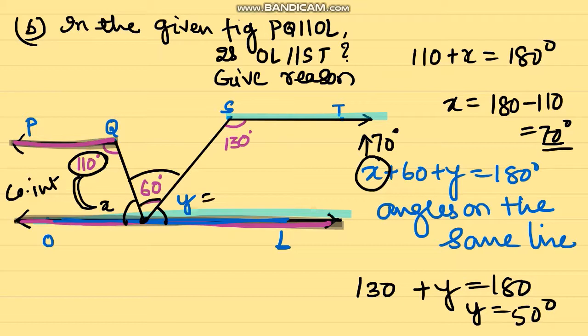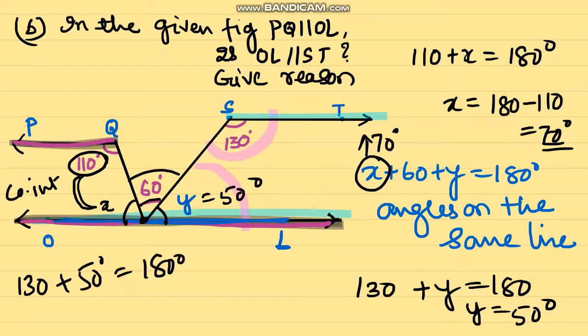Now what are you getting? You are getting Y equal to 50 degrees. Now children, properly see. I am just getting the things to you. See, this is 130 degree and this is 50 degree. So what are you getting? 130 plus 50 is equal to 180 degree.